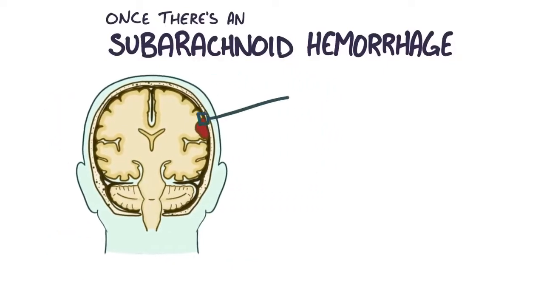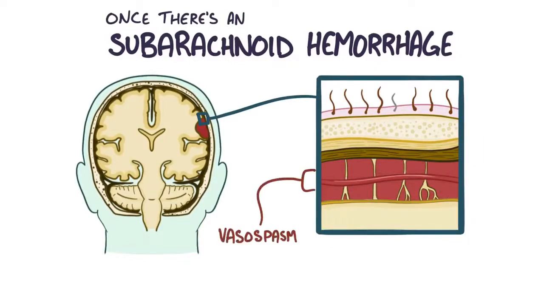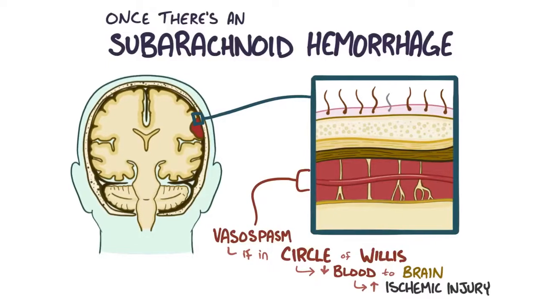Another complication is that blood vessels that are bathing in a pool of blood can start to intermittently vasoconstrict, which is called vasospasm. If the vasospasm affects arteries in the circle of Willis, it will reduce the supply of blood flow to the brain, causing further ischemic injury.